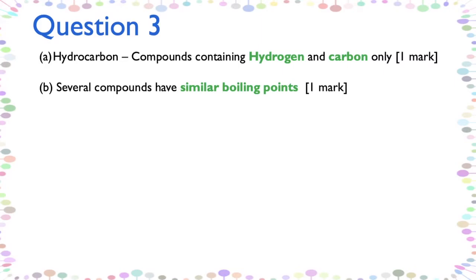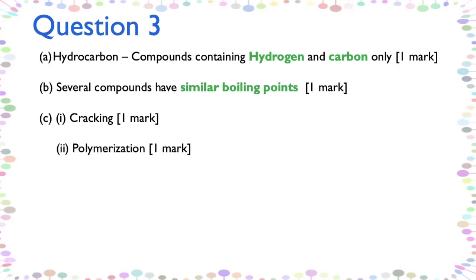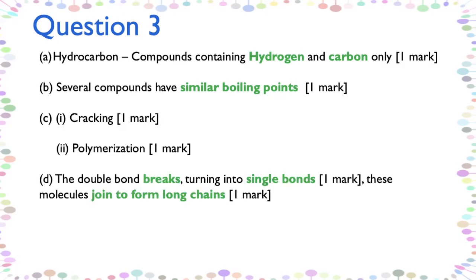For question C, we have to answer the following one. We need to name the process used to produce these small molecules, and that is cracking. For question CII, what is the process to make these plastics? This is called polymerization. For question D, we have to use the ethene molecule and show how we can produce polyethene. First of all, we need to break the double bond. So we break these double bonds into single bonds. As a result, these can join together to form longer chains through polymerization.